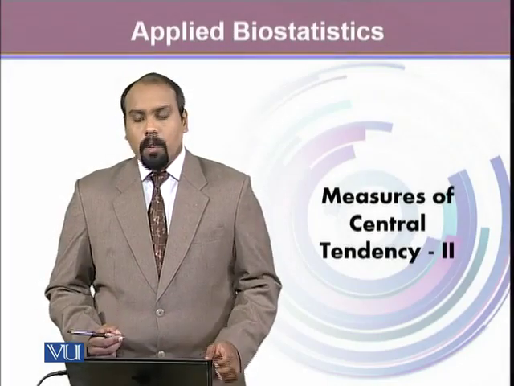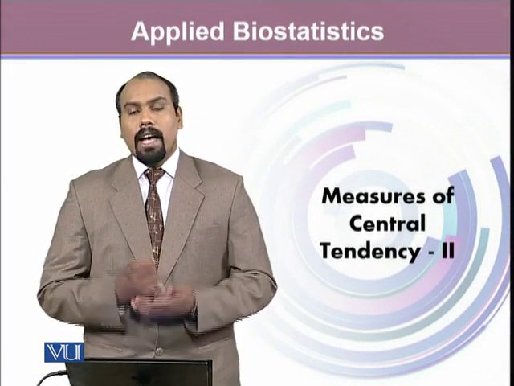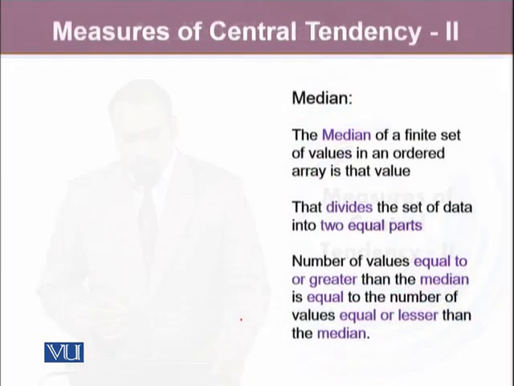Hello. In this module, we'll be discussing median and mode as the measures of central tendency. The median of a finite set of values in an ordered array is a value that divides the set of data into two equal parts. The number of values equal to or greater than the median is equal to the number of values equal to or lesser than the median.